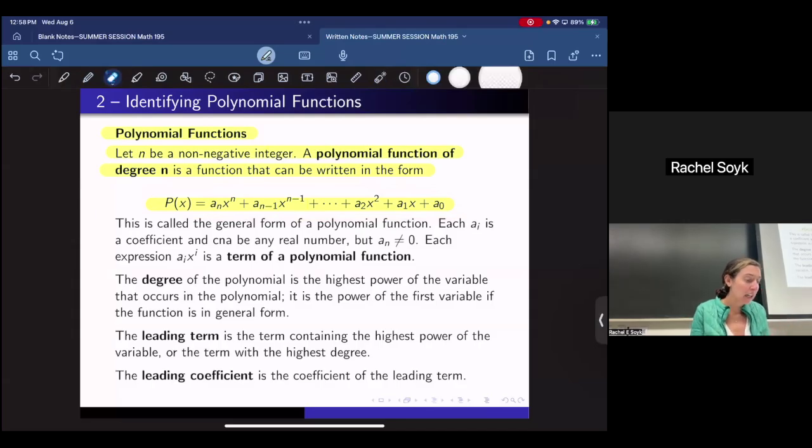And then we have some more vocabulary words. We have degree, we have leading term, and then we have leading coefficient.